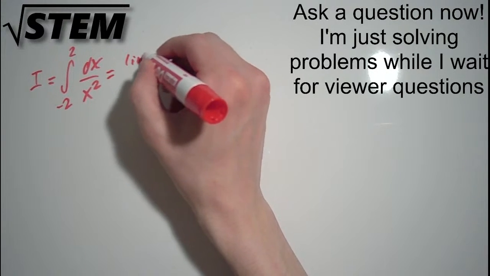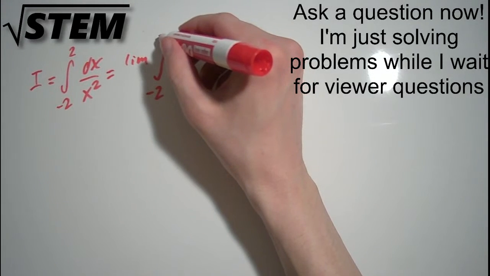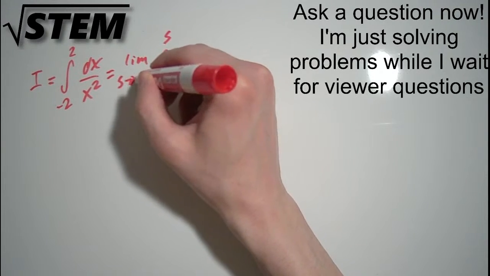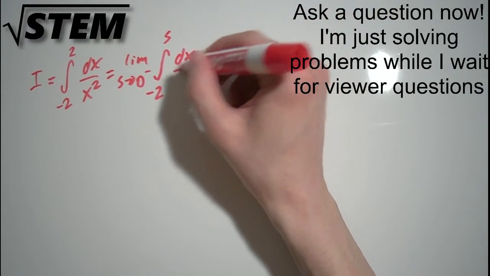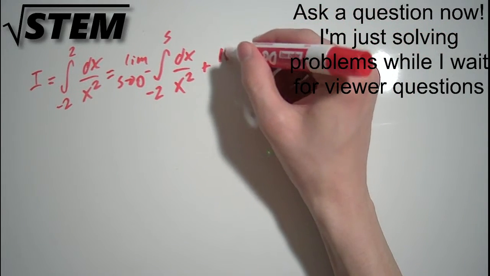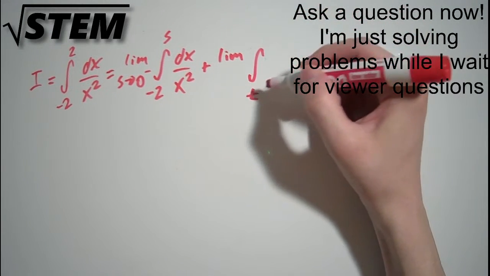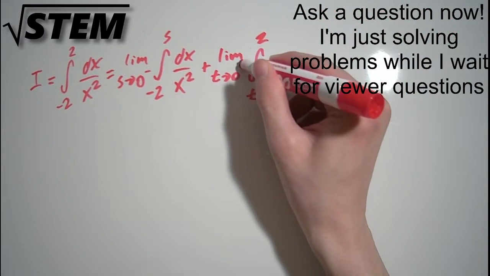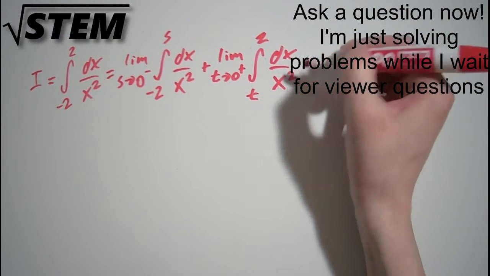The limit of something will be from -2 to, we'll call this s. So the limit as s goes to 0 from the negative side of dx over x squared plus the limit from, we'll say, t to 2. This is the limit as t goes to 0 from the positive side of dx over x squared.